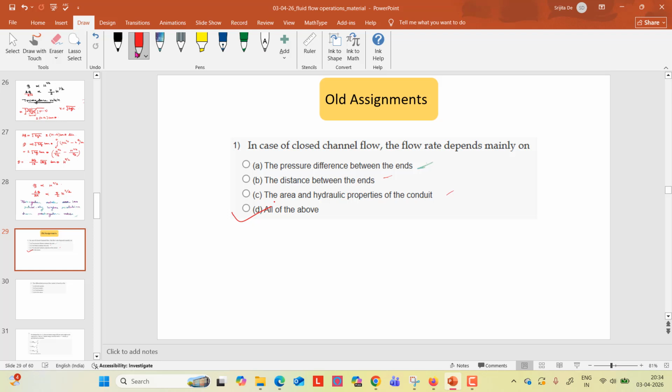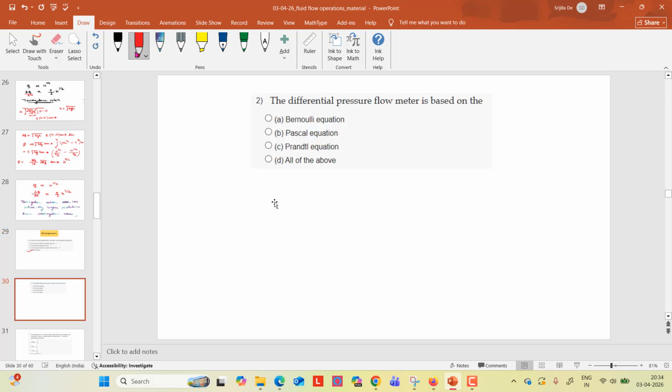Next question. The differential pressure flow meter is based on the Bernoulli's equation, Pascal equation, Prandtl equation, or all of them. So differential pressure flow meter is completely based on the Bernoulli's equation. We have seen so far, right? Next.